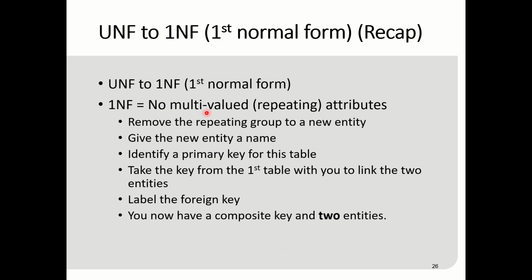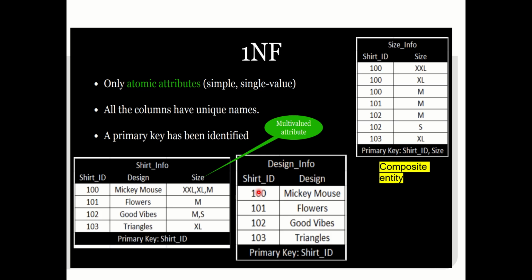Just to recap on how you can do that: remove the repeating group into a new entity, give the new entity a name, and identify the primary key for the table. Take the key from the first table and link it to the entities. You will be able to follow this exactly when we do it at the end with the examples. Now we are trying to understand what we are going to do in the first normal form. If there are any multi-valued attributes, you will separate them into multiple entities, like multiple records.